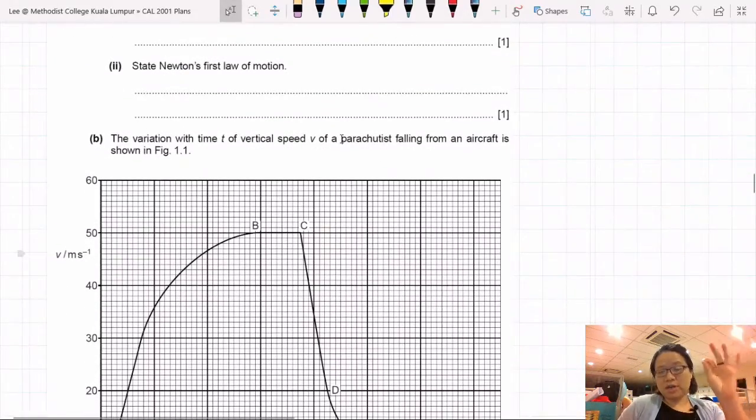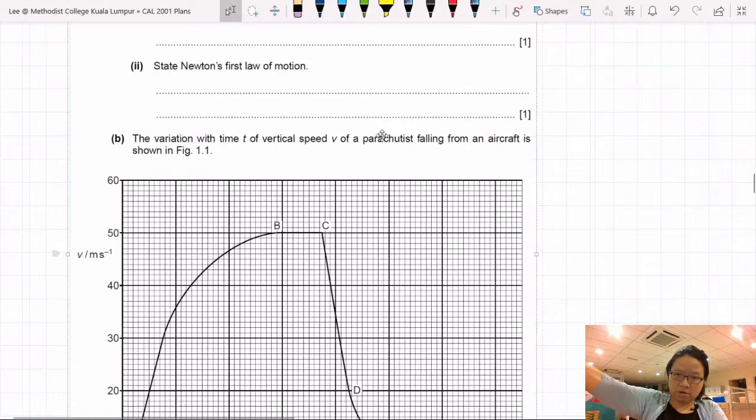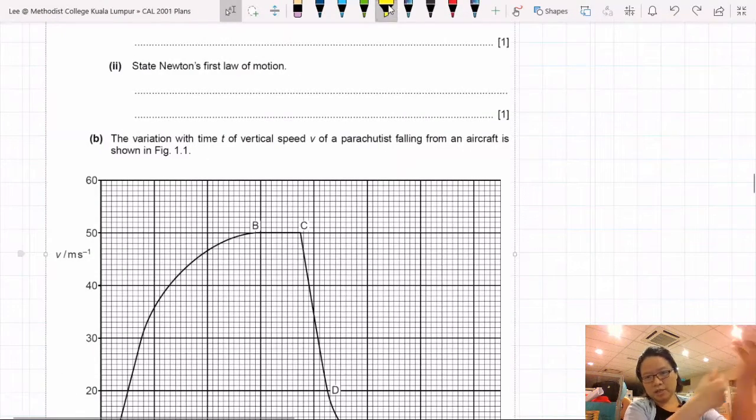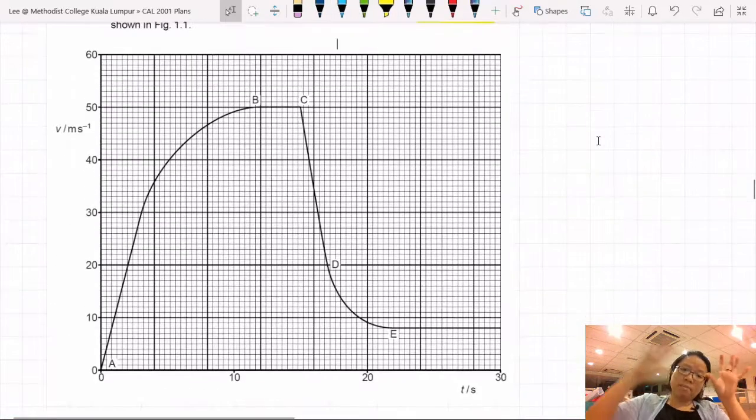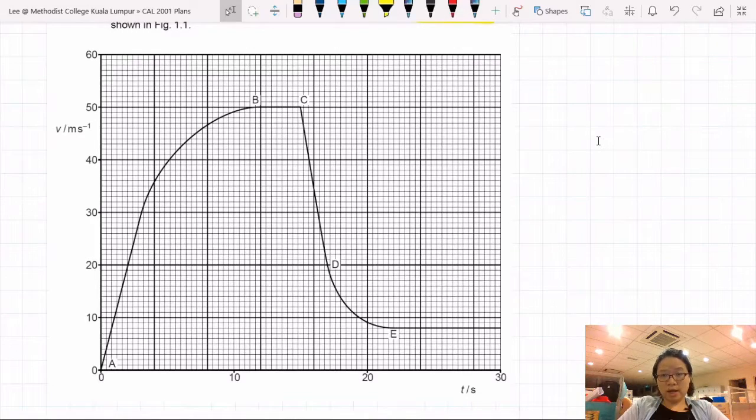Some of you actually asked me what I intended to draw in my notes when I said a parachutist jumping off, this graph. I intend to draw this graph. I'll draw it here for you. So this one, a parachutist falling from an aircraft, is shown. I'll go through it part by part in the graph, and this will probably take a while. Feel free to pause anytime.